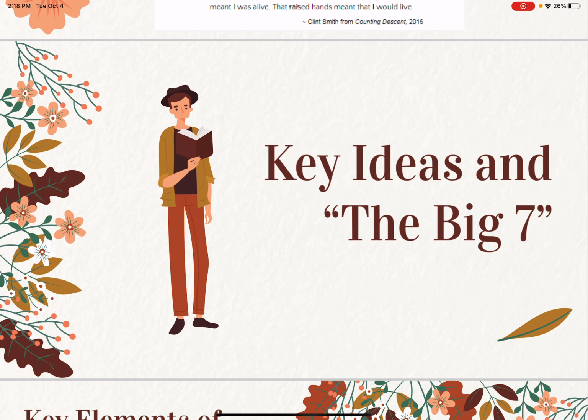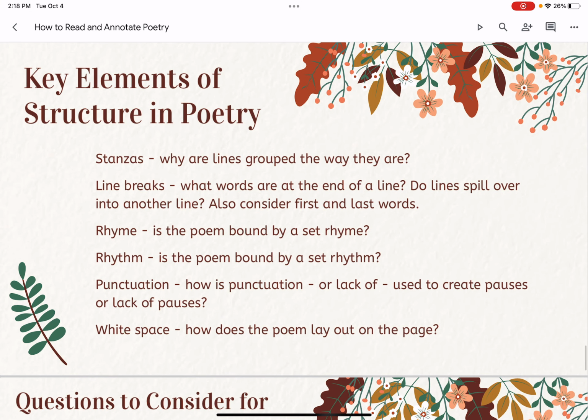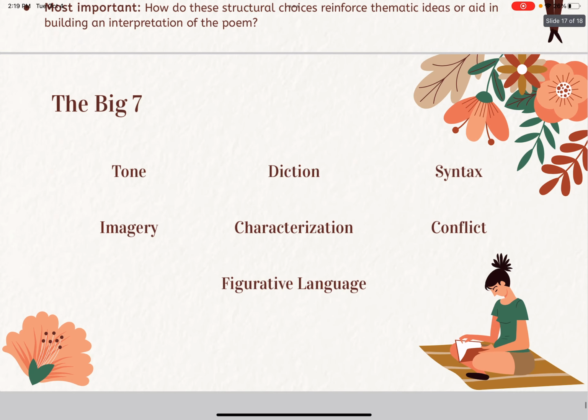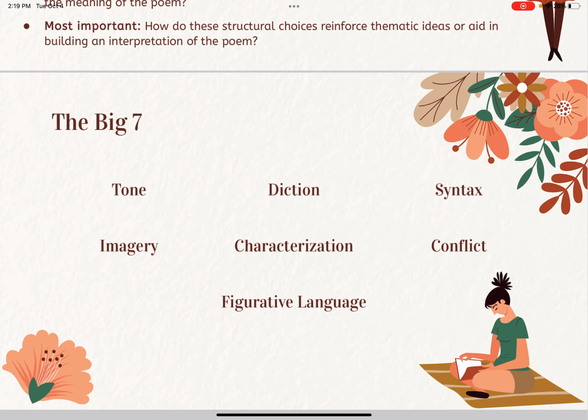So key ideas in the big 7. So again, key elements in structure: stanzas, line breaks, rhyme, rhythm, punctuation, white space. Here are some questions to help guide you if when you're annotating you want some help on how to really get into that. More questions to consider for bigger structure. I would say personally, if I was reading a poem and I'm wanting help on structure, I might even have this slide open as I'm annotating the poem and try to see if I can answer those questions in my annotations.